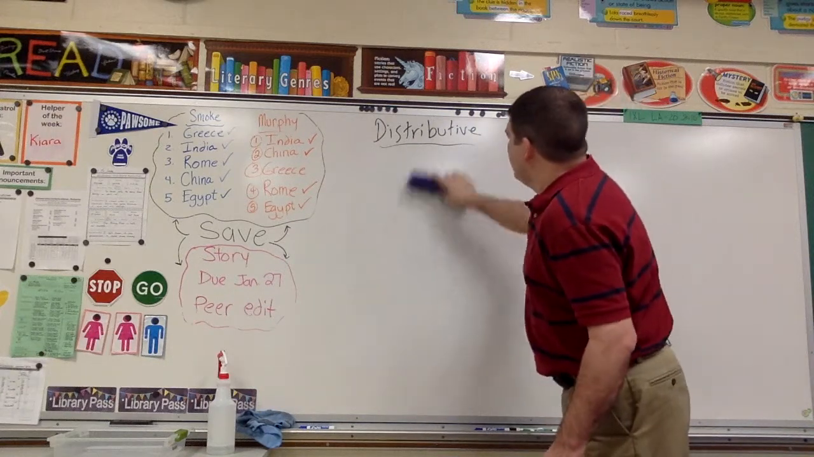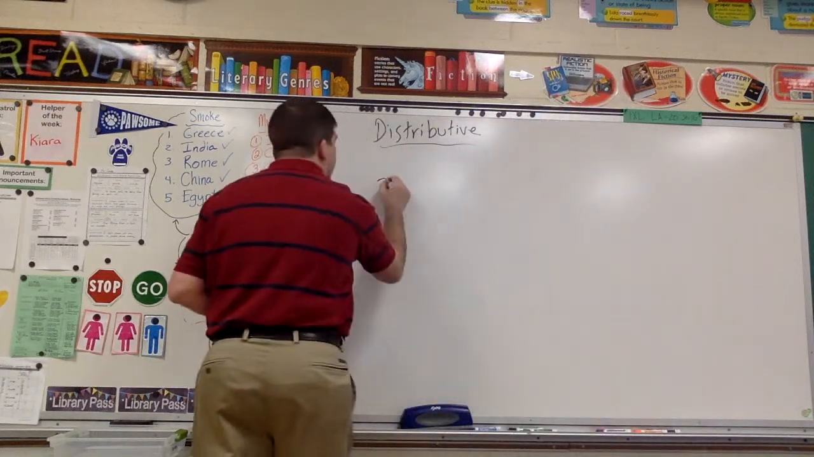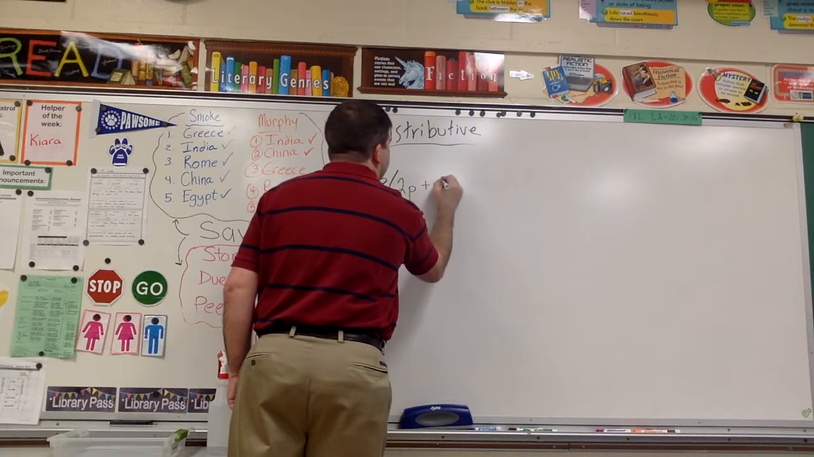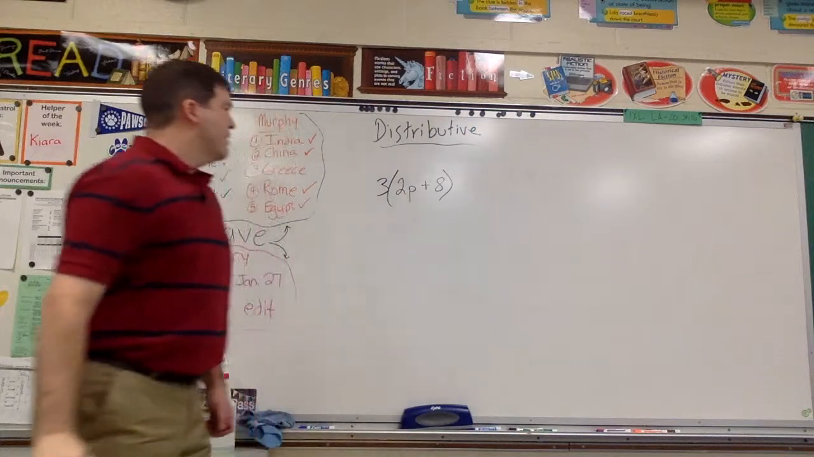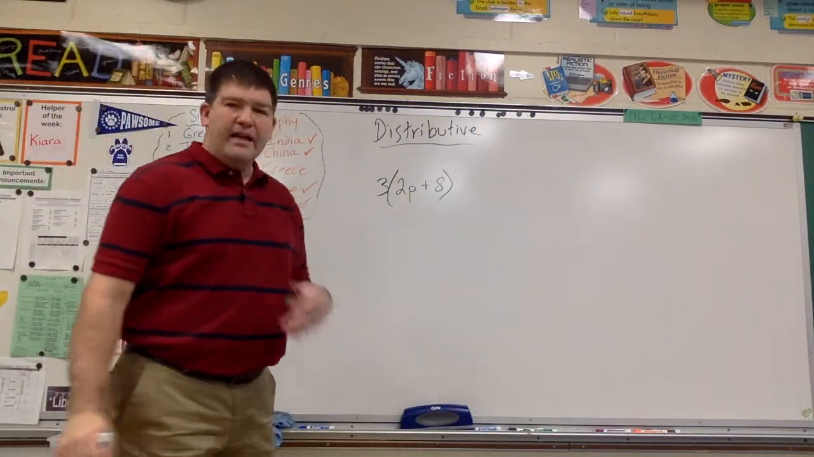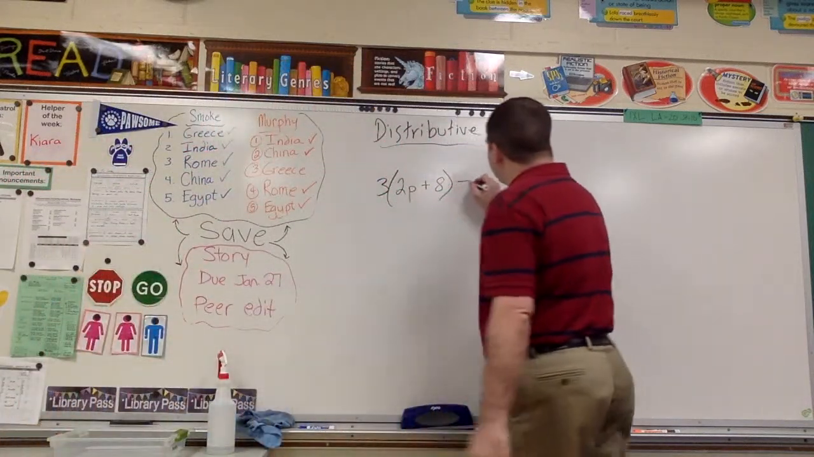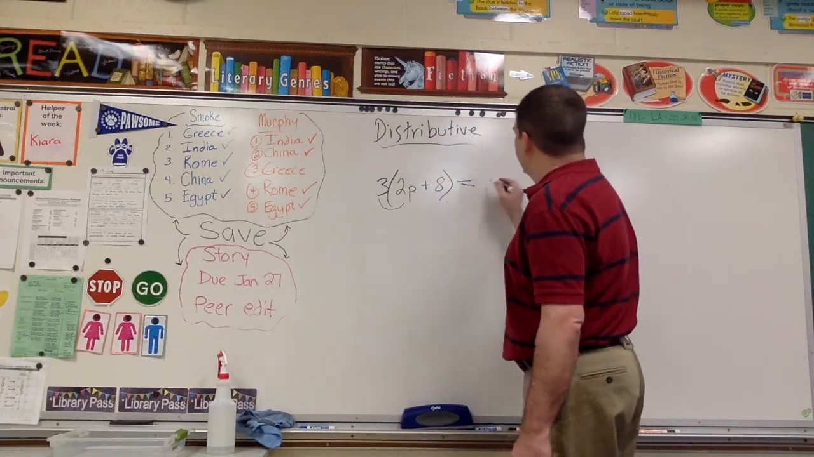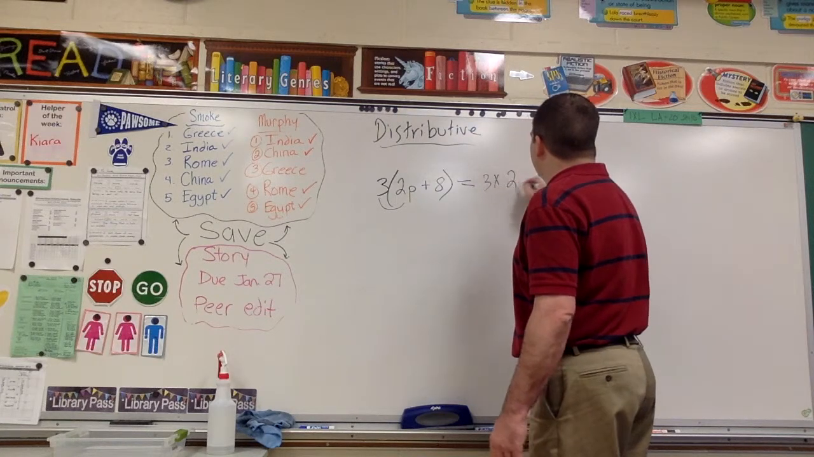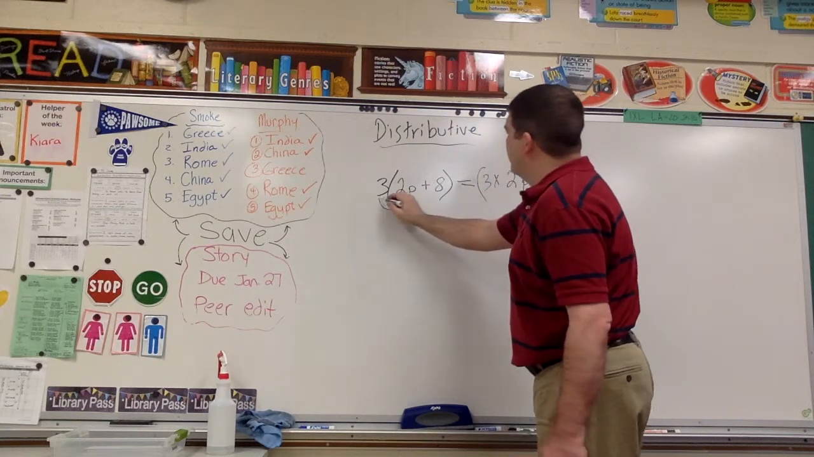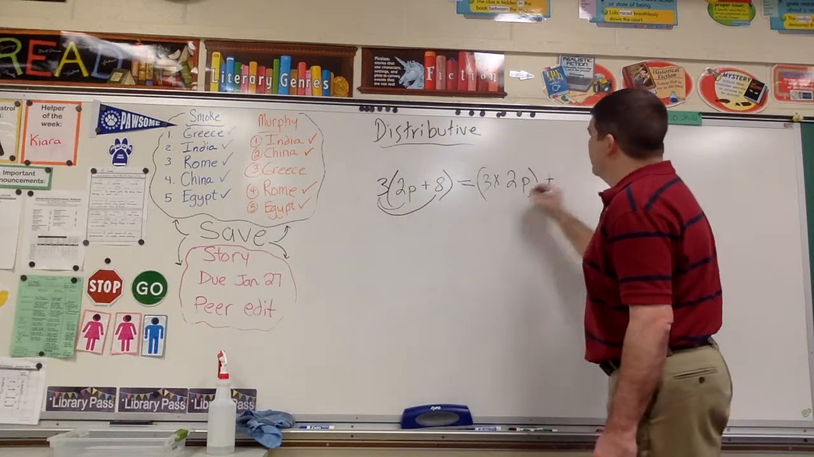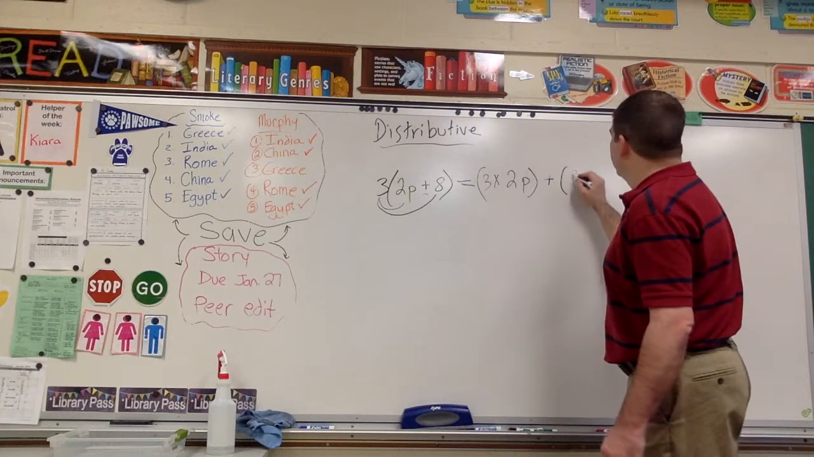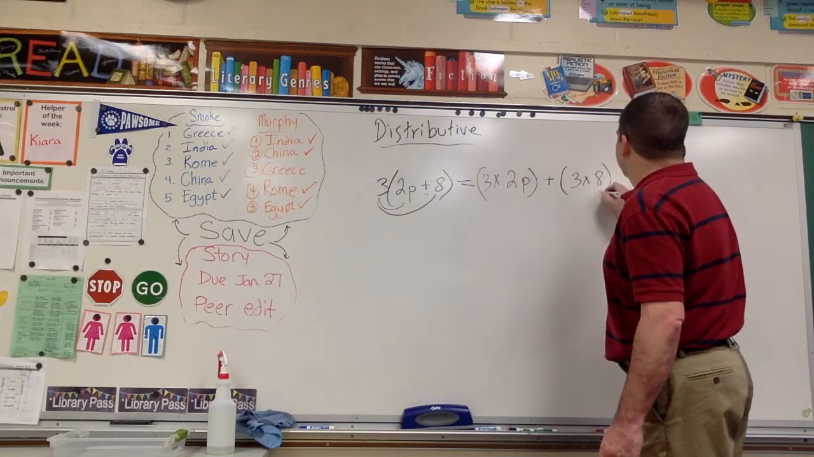So, what if I do this? 3 times 2p plus 8. Okay? I can distribute this out, which I like to do. So I'm going to have one problem here, 3 times 2p, and then I have another problem right here. And I'm going to add these two. Okay, so I'm adding, my other multiplication problem is 3 times 8.